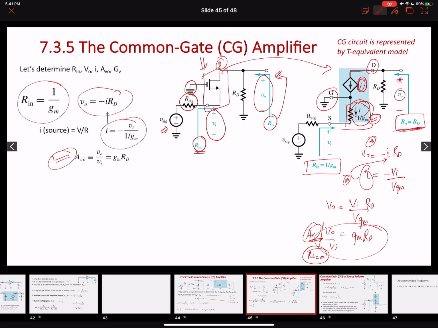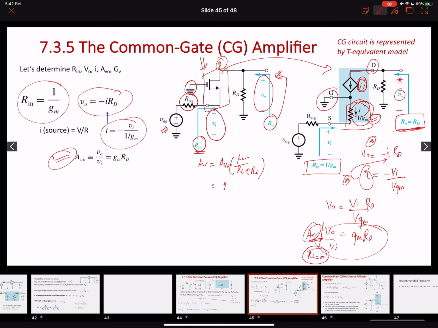Okay, so similarly, if we have to find the overall voltage gain of an amplifier, we can find it similarly, which was AV naught into RL over RL plus R naught, and AV naught is again GM RD into RL over RL plus R naught, where R naught is RD, so it will be GM RD in parallel with RL.